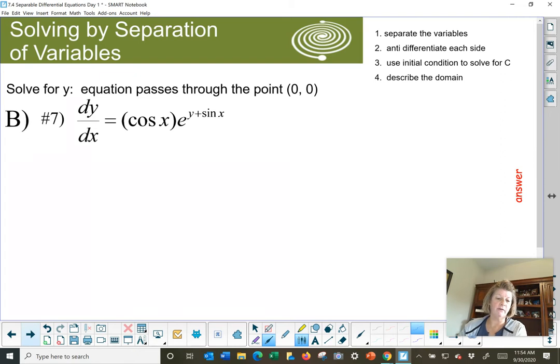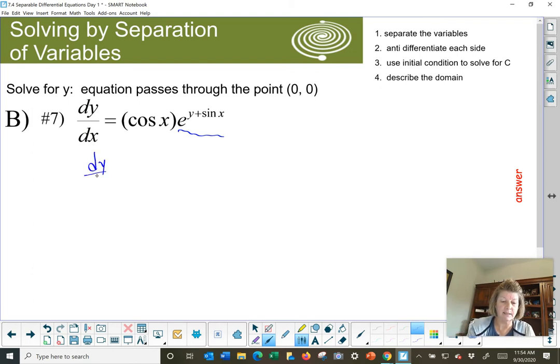What do we got here? Solve for y. The equation passes through the point (0, 0), so we should be able to get our c value. And I notice just inspecting this that I'm getting e raised to the y plus sine x. That has an intermix going on.